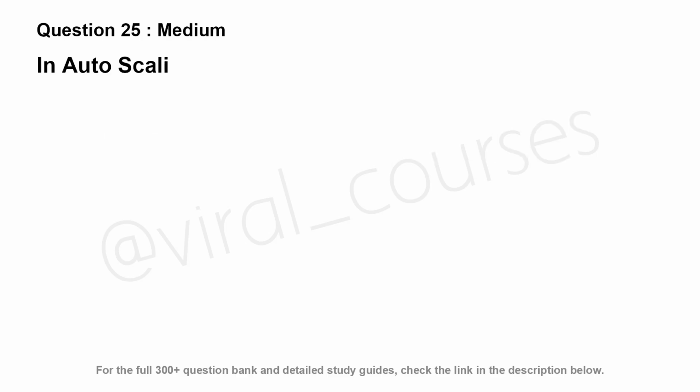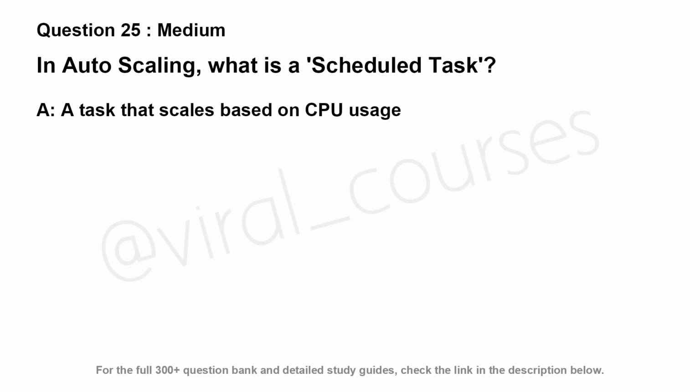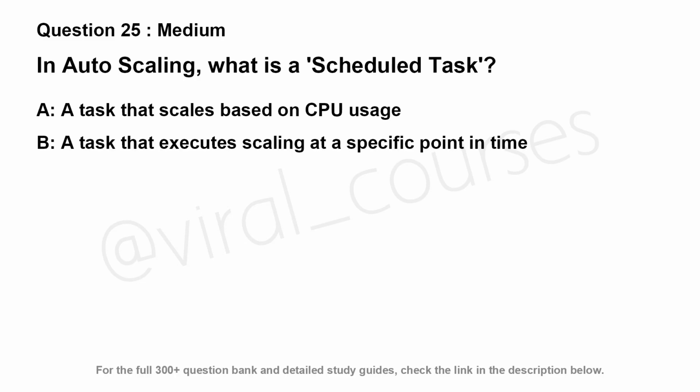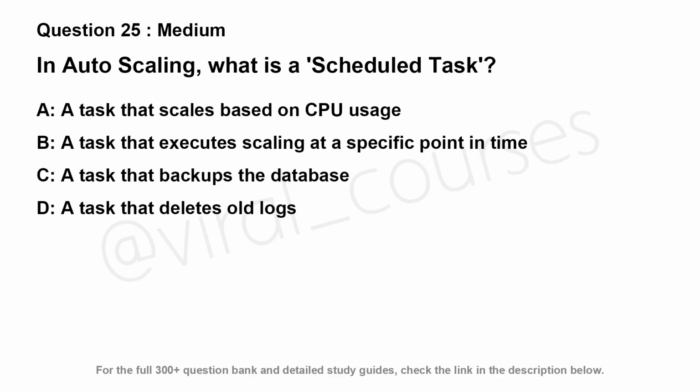In auto-scaling, what is a scheduled task? Option A, a task that scales based on CPU usage. Option B, a task that executes scaling at a specific point in time. Option C, a task that backups the database. Option D, a task that deletes old logs.